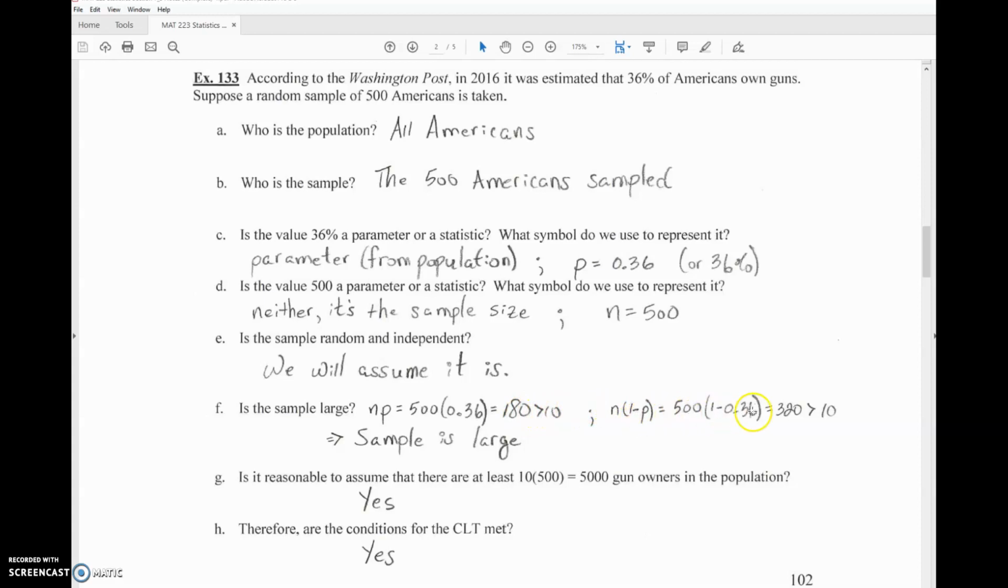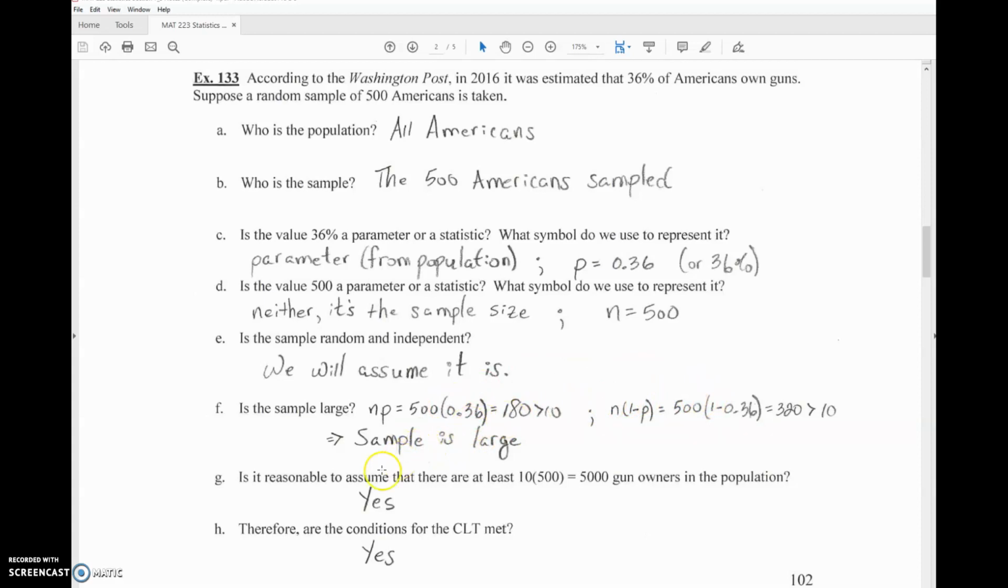The number of people that say they would not own a gun, or the no's, would be n times 1 minus p that we should expect. So 500 times 1 minus 0.36, which would be 0.64, or 64% of the sample, which comes out to be 320, is certainly also more than 10. So the sample size is large enough as both the successes and the failures are more than 10 that we would expect.